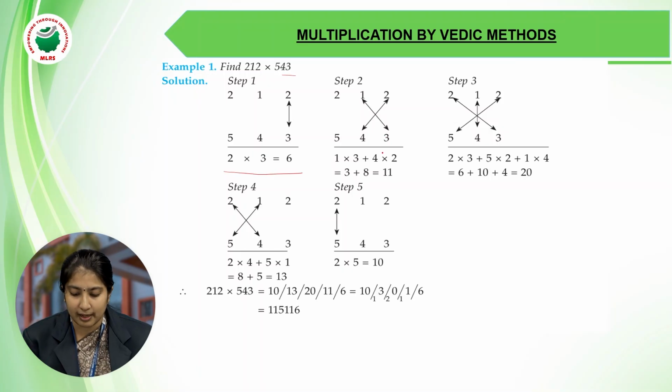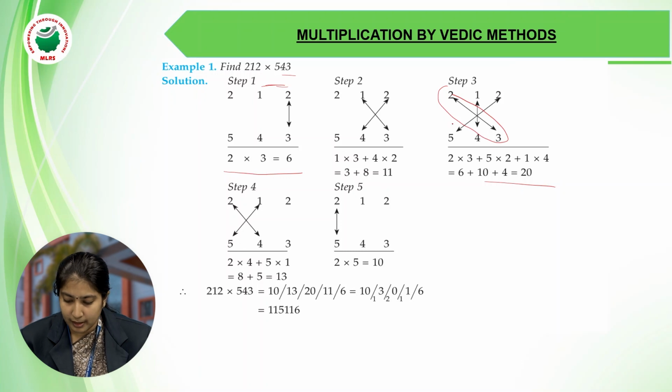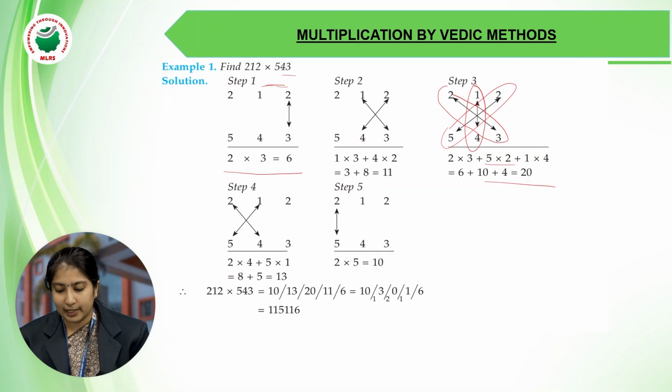So the second step is we have to perform for the right rows crisscross. That is 1 into 3 is 3 plus 4 into 2. So the resulting answer is 3 plus 8, 11. Then step 3 will be the whole crisscross. That is first you will perform from left 2 into 3. Then you will perform from right, that is 2 into 5. Then the middle row as well, that is 1 into 4. So left plus right plus mid row.